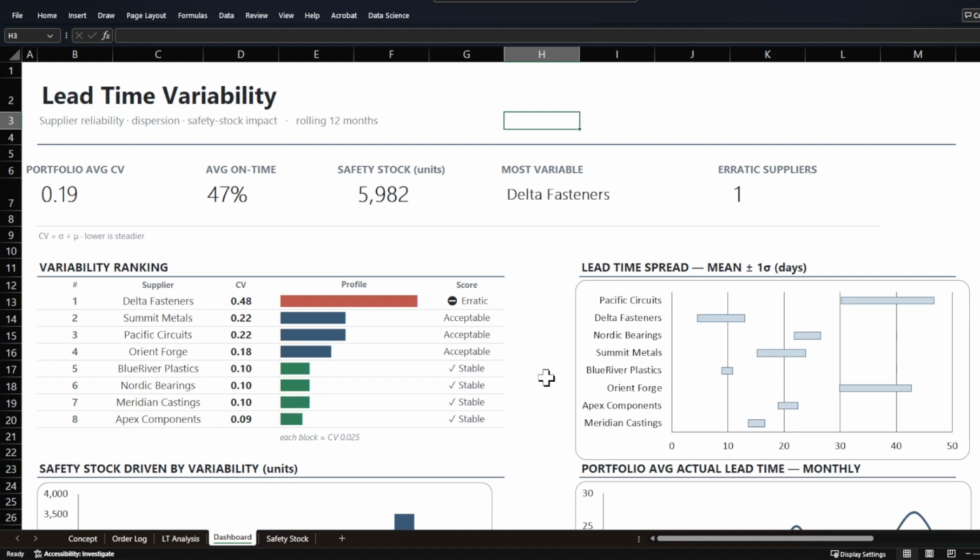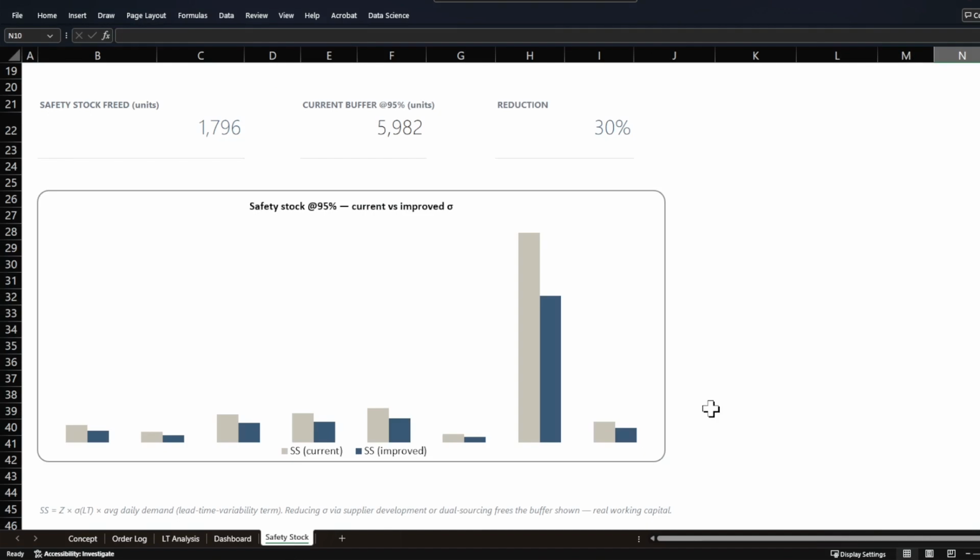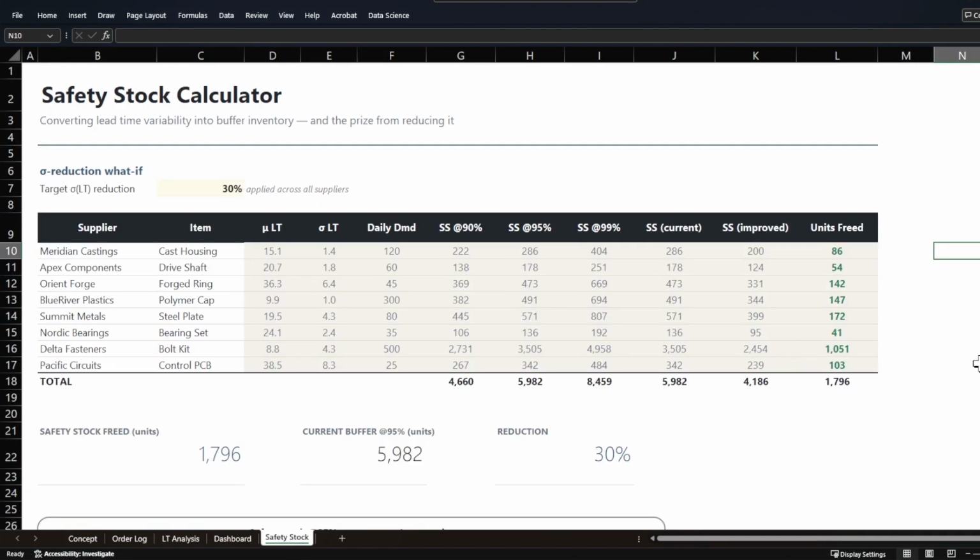And if you are able to improve your lead time variability by talking to your supplier, renegotiating your contract, or moving to dual sourcing or a better supplier, then you can also check the scenario in which you can check how much money you are going to save if your supplier agrees to reduce the variability by 30% or 40%. In this case, let's say I'm targeting a reduction of lead time variability by 30%.